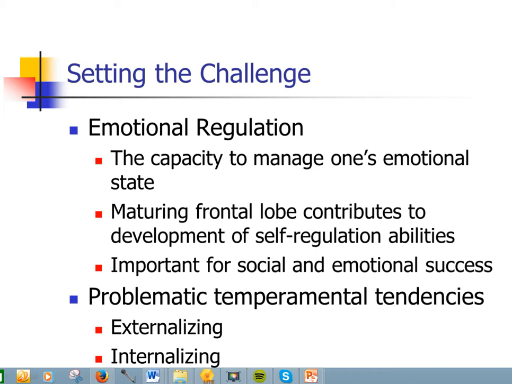So let's look at setting the challenge of the social emotional setting. And just as we have an IQ, we also have what's called an EQ. And what this has to do with is our emotional regulation, which is the capacity to manage one's emotional state. So maturing in the frontal lobe is happening, and this is what contributes to the development of self-regulation abilities.